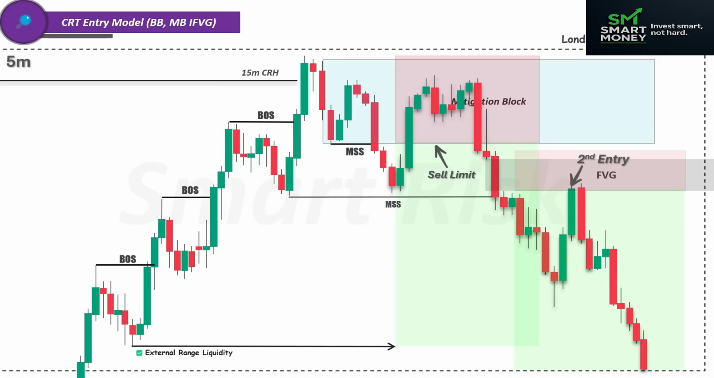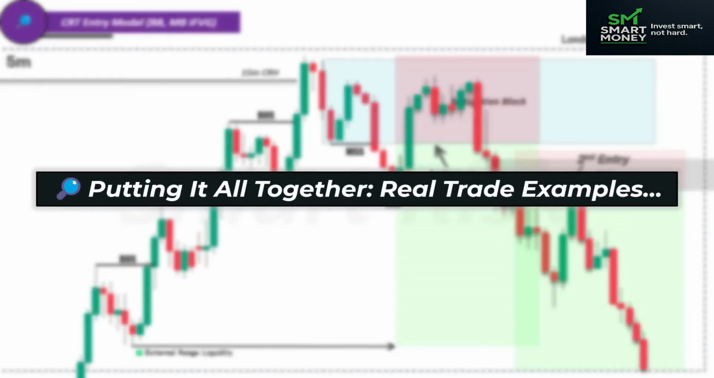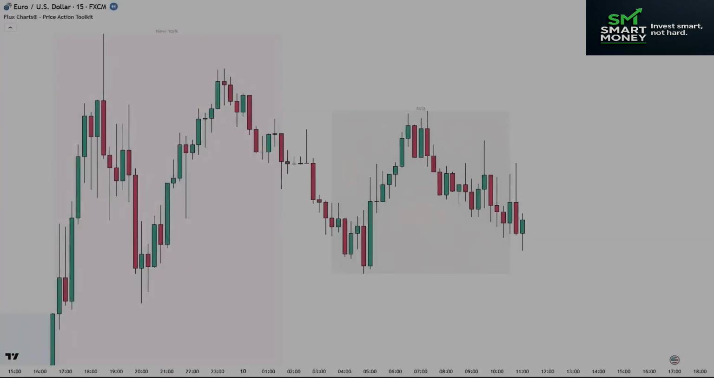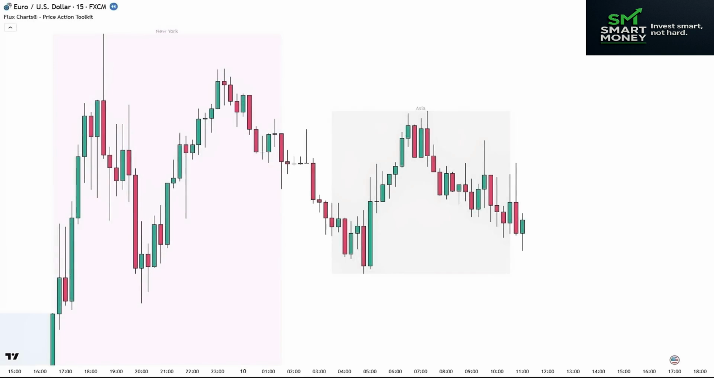Now, let's put everything together and move into some real chart examples to see how we approach different market scenarios. Here we have the Euro-Dollar 15-minute chart on the screen. As you can see, the Asian session has just ended, and London is about to open with the Frankfurt pre-market. So to apply our CRT model, the first thing I do is highlight the highest and lowest 15-minute candles of the Asian session as my CRT range.